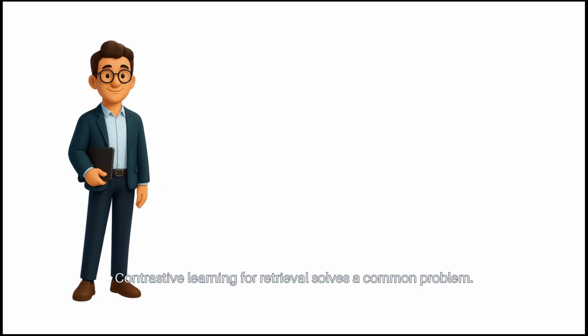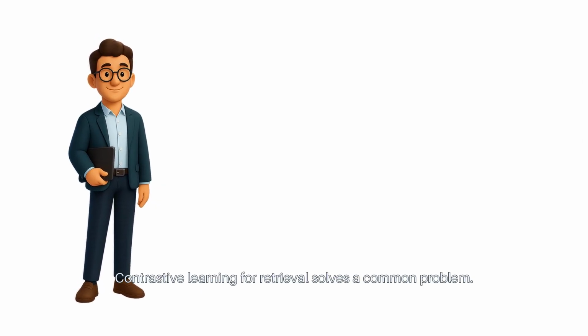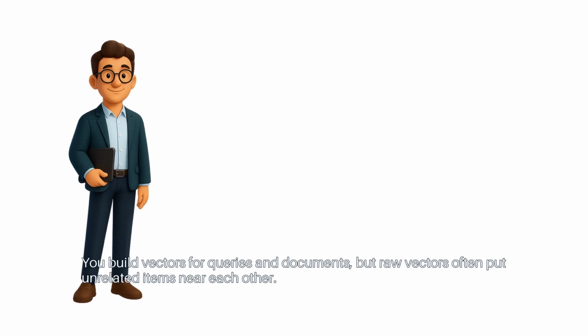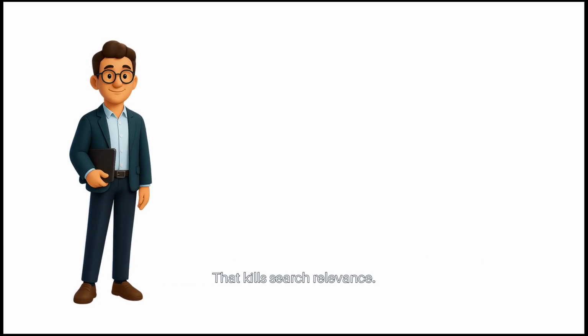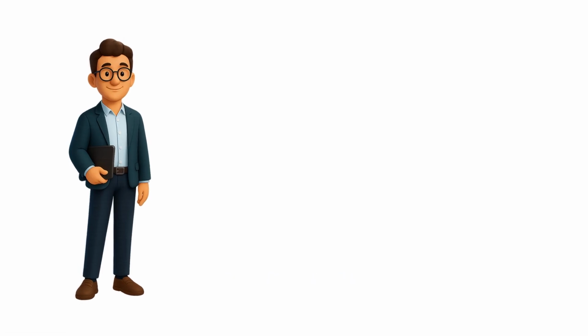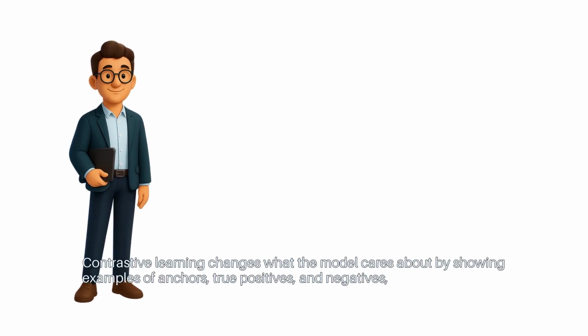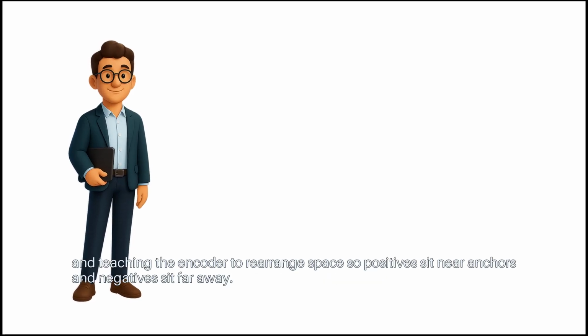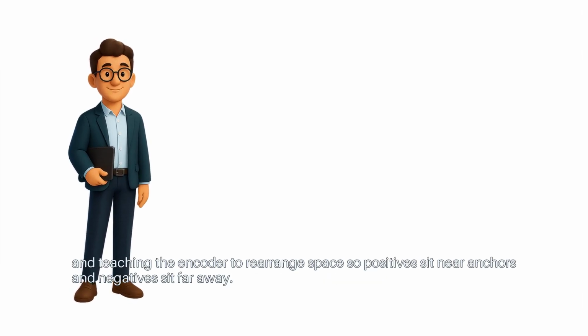Contrastive learning for retrieval solves a common problem. You build vectors for queries and documents, but raw vectors often put unrelated items near each other. That kills search relevance. Contrastive learning changes what the model cares about by showing examples of anchors, true positives, and negatives, and teaching the encoder to rearrange space so positives sit near anchors and negatives sit far away.